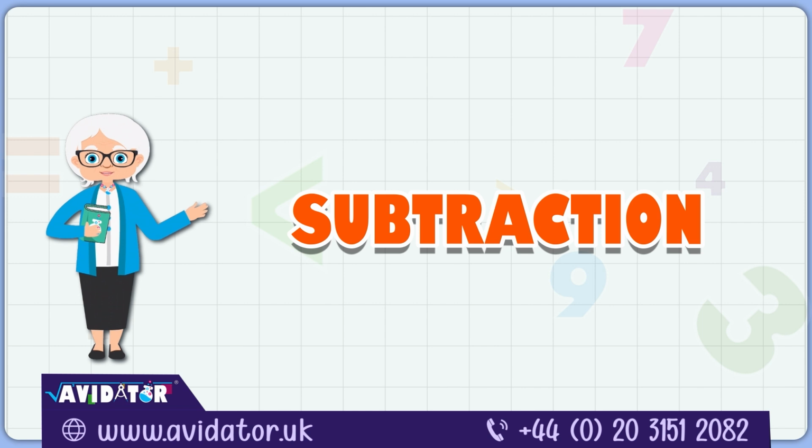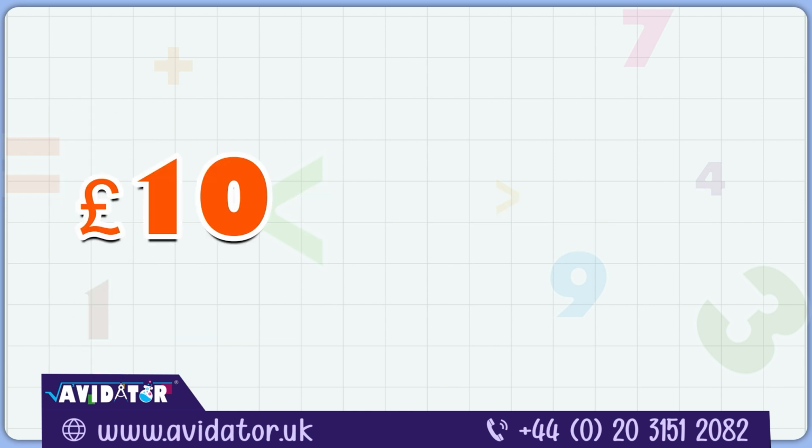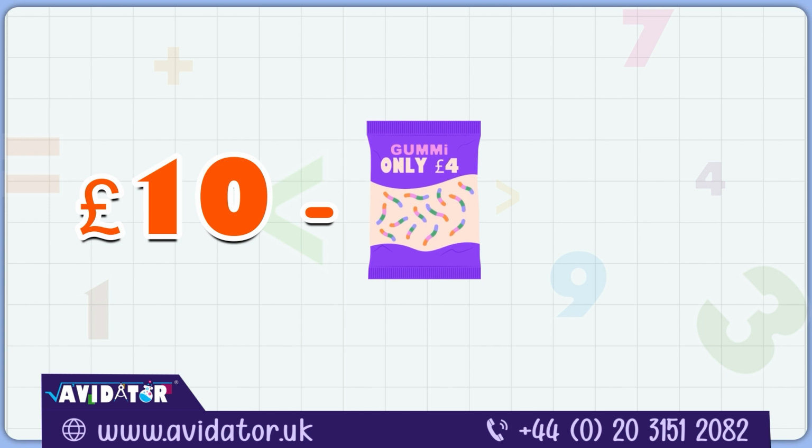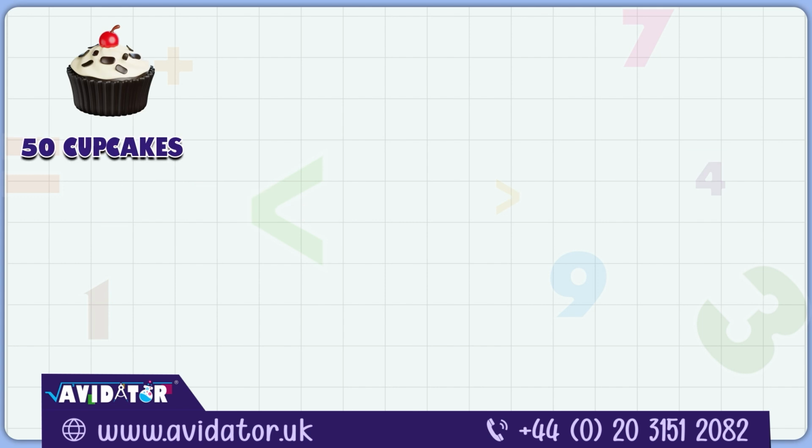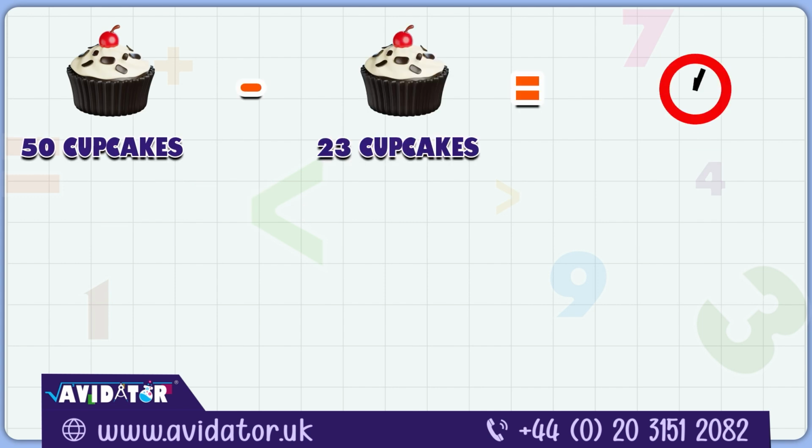Subtraction isn't just for exams. You use it every day. Let's say you have £10 and spend £4 on snacks. Subtracting 4 from 10 leaves you with £6. Easy, right? Here's a fun one. A shopkeeper starts with 50 cupcakes and sells 23. How many are left?